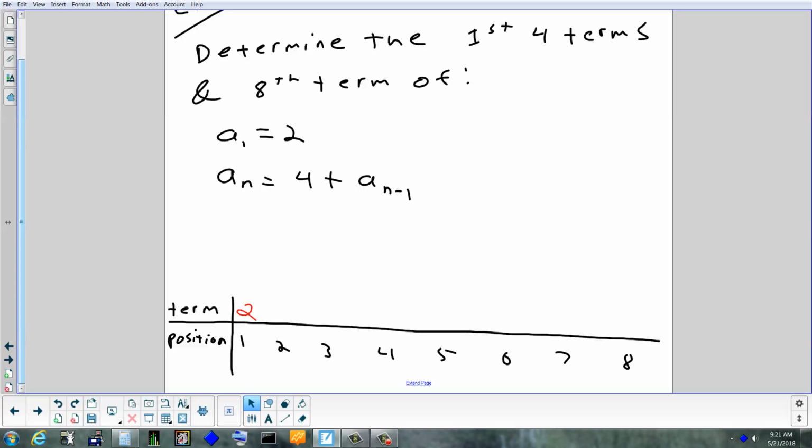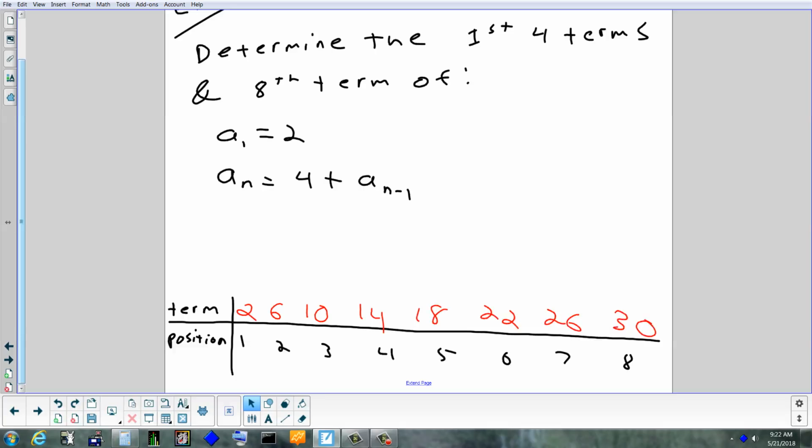So Rebecca, what's my second term? 6. Caleb, my third term? 10. And Tanya, my fourth term? 14. Now, we found the first 4 terms, and they want the 8th term. But if we're following the formula to get to the 8th term, we have to find the 5th, 6th, and 7th, even though they don't want that. So 18, plus 4 is 22, plus 4 again, 26. Now I finally have the term before the one I want, so the 8th term is 30.